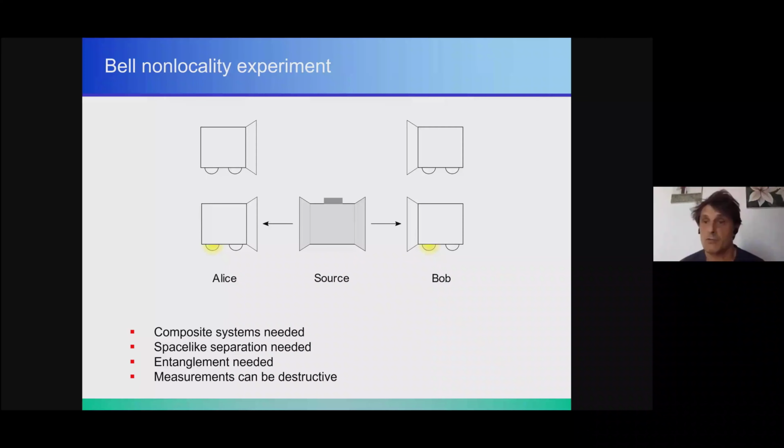It's one in which we have two parties, Alice and Bob. Alice has at least two different measurement devices. Bob also has at least two measurement devices. They need somehow a composite physical system. They need space-like separation. They need the quantum system to be entangled. But it's important to notice that the measurements they are performing with these devices can in principle be destructive measurements. So there's no particular assumption about how the measurements are made.